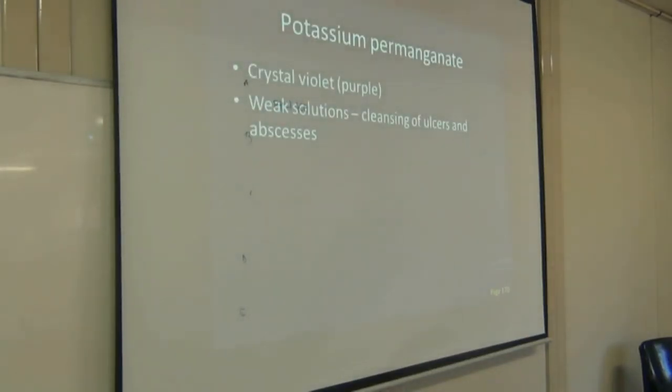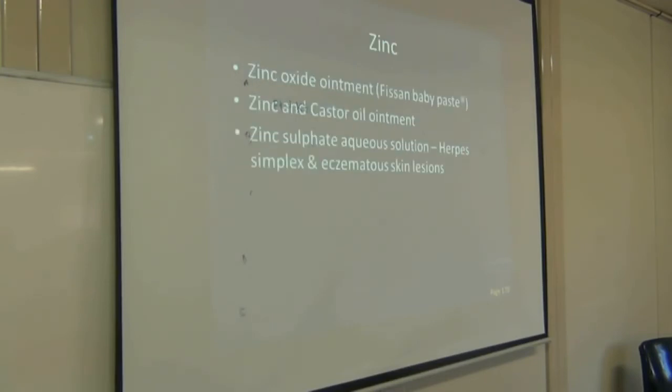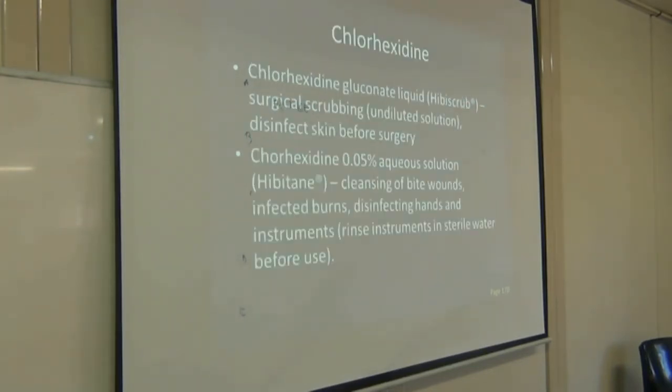Potassium permanganate or crystal violet, I don't know if you've seen it, it's very purple. Yeah. Okay? Very cheap, very purple, very good. So you can use weak solutions to clean old ulcers and abscesses. Zinc. Zinc for treatment of baby's nappy rash. Okay. Zinc sulfate aqueous solution can be used to treat herpes lesions.